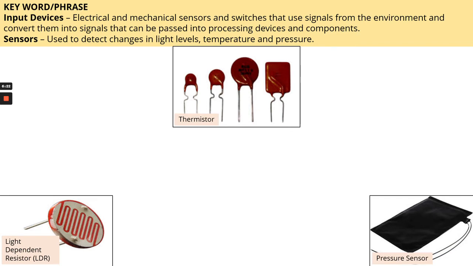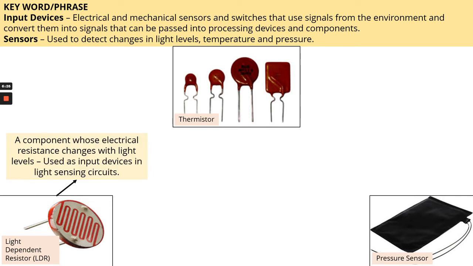So the first one, an LDR, is a light-dependent resistor. It is a component whose electrical resistance changes with light levels. This is used as an input device in light sensing circuits. So we need to be writing down this information in our tables. We've got our revision material as we go through this video.